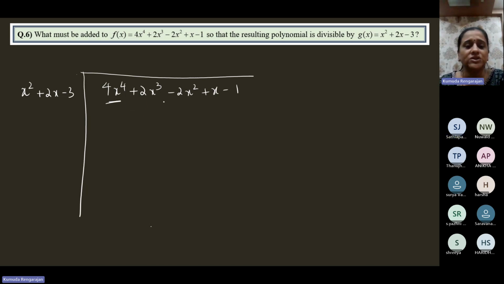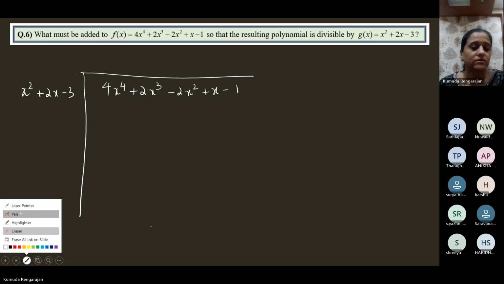The first thing is to arrange the terms of the dividend and the divisor in the decreasing order of the powers of x. X is the variable. So x power 4, x cubed, x squared, x, constant, already arranged. In the divisor also, x squared, x, constant. It's already arranged in the question, so we don't have to do that.